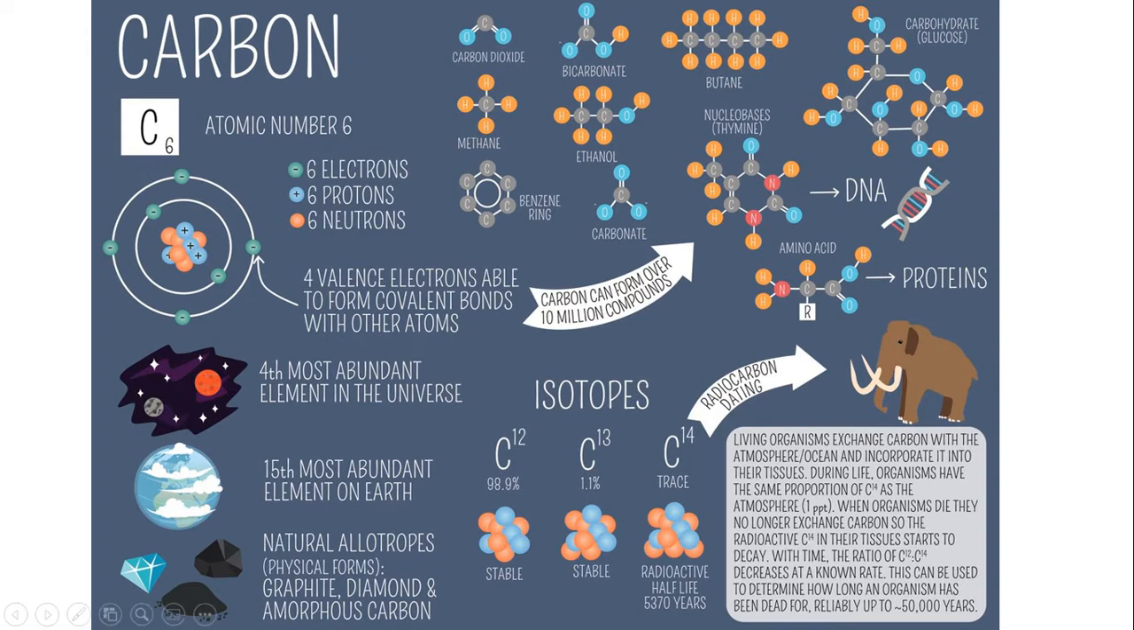6 electrons, 6 protons, 6 neutrons, but 4 valence electrons. So it wants to make 4 bonds, and that leads to all these crazy different compounds it can make. Speaking of 4, it is the 4th most abundant element in the universe.